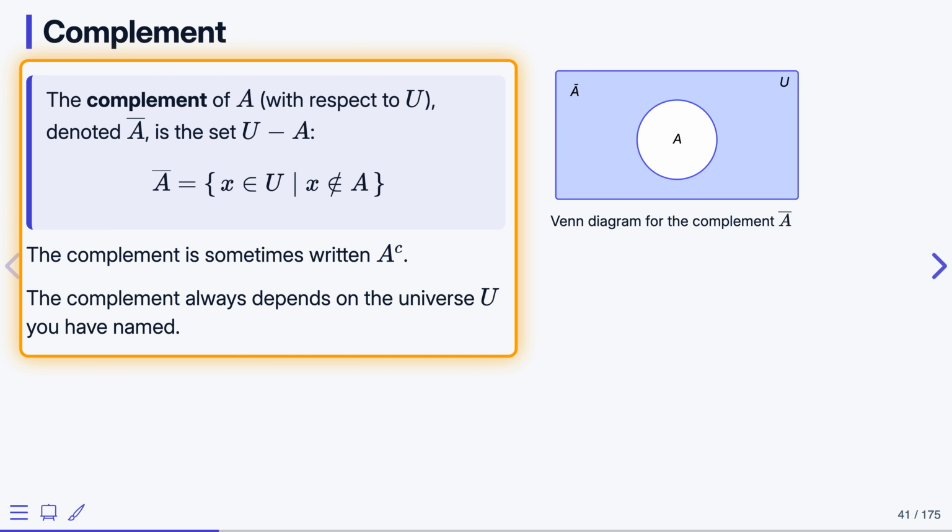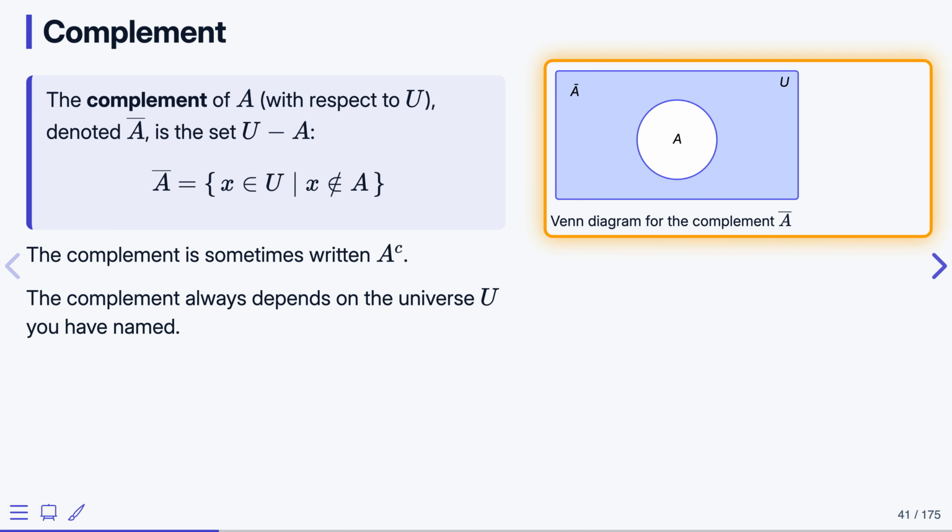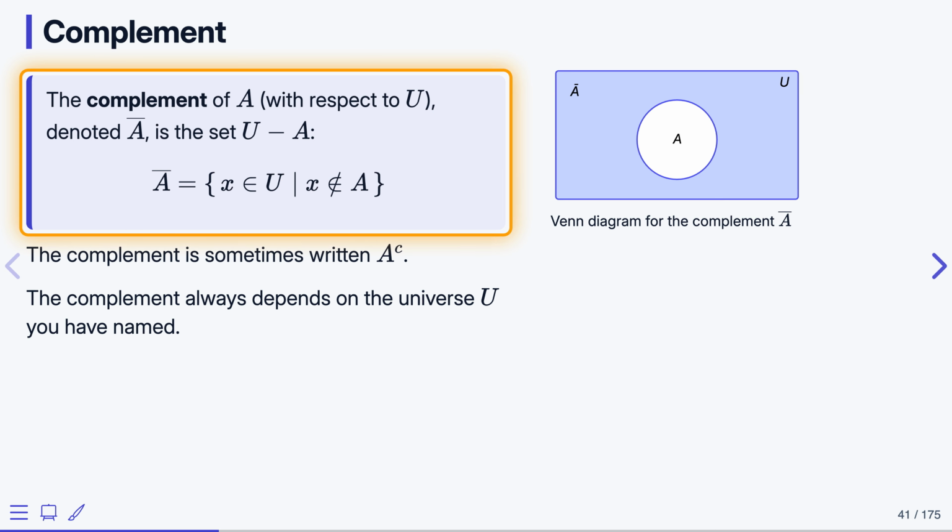The complement of A, with respect to the universe U, is written A with a bar on top. It is everything in the universe that is not in A. In symbols, the set of x in U such that x is not in A. Another common notation is with a small letter c raised beside it. In the Venn diagram, the whole box is shaded, except the white circle A carved out of it. The shaded part is the complement. Watch this point. The answer always depends on the universe U you have named. Change U and the complement changes with it. We work an example next.